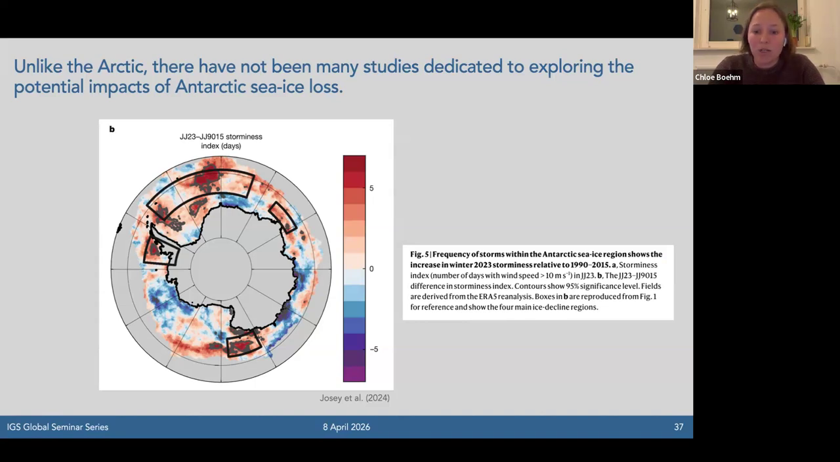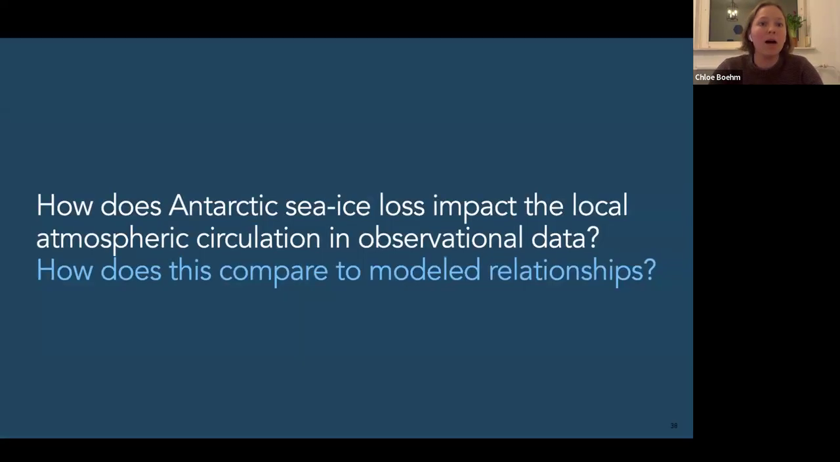And so we were interested in contributing to this body of work by looking at, again, how Antarctic sea ice loss impacts the local atmospheric circulation in observational data. And then of course, we also compare it to modeled relationships. There are observational biases, there are model biases, and I think it's helpful to use both sets of data and compare them to one another to see what the relationships look like.